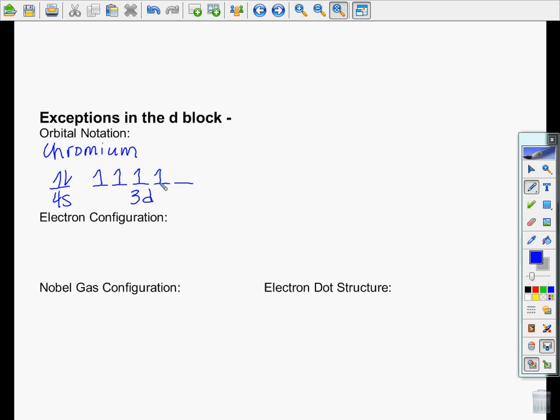Now, when we get to the d orbital, half full and full orbitals are the most stable. So what chromium does to become a little bit more stable is it takes an electron from the s orbital and moves it over to half fill the d orbital. So instead of being 4s2, 3d4, it's actually 4s1, 3d5. So it would have one valence electron. That would be the electron configuration.